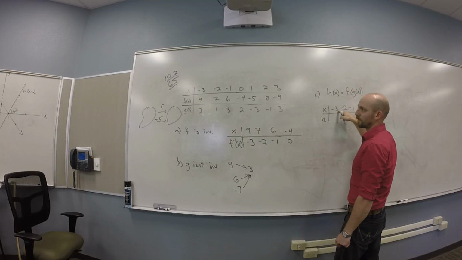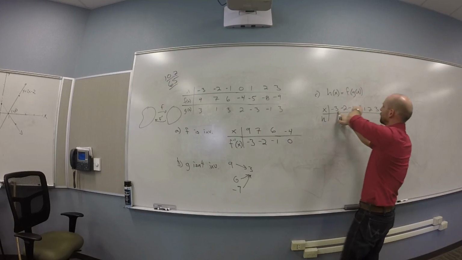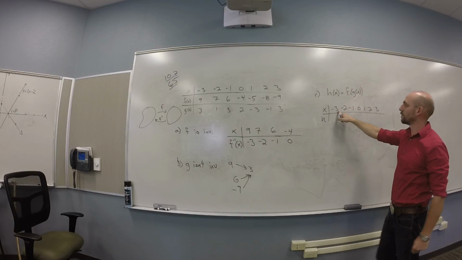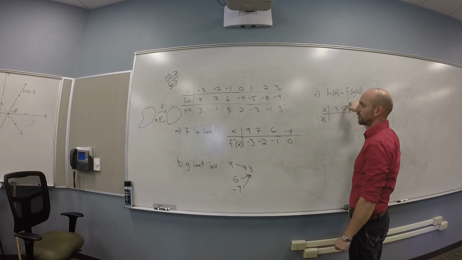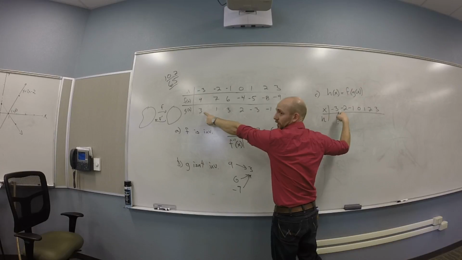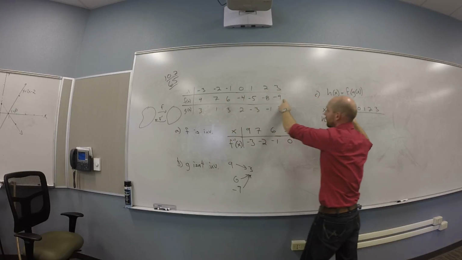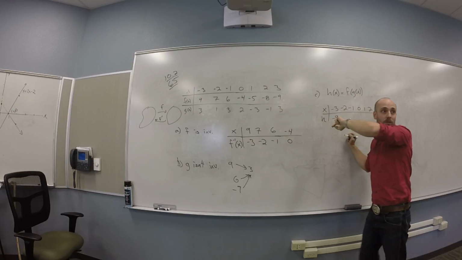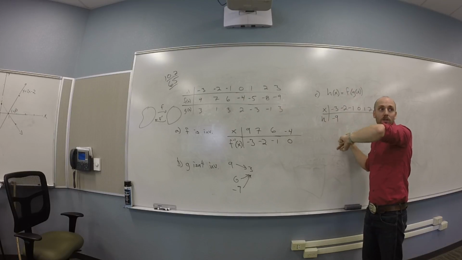Now, where does negative 3 go under, which rule am I doing first? G first. Okay, so negative 3 goes under rule G to positive 3, and then that goes to negative 9. And then I feed that into f, so I get negative 9 out.